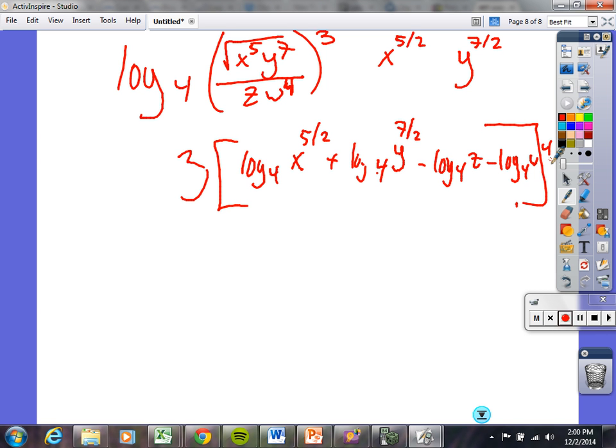Okay, so therefore this is log base 4 of x, but what goes out front of it? 3. We're still not done. 3 times 5 halves, which is 15 halves, right? Because I need to bring him out front, but this 3 is going to come in as well. You okay with that? Okay, I'm going to bring out the 7 halves, but times it by 3, that's going to be 21 halves log base 4 of y.